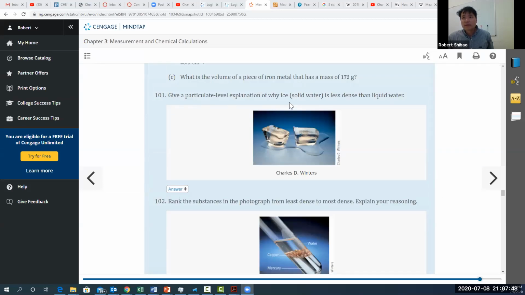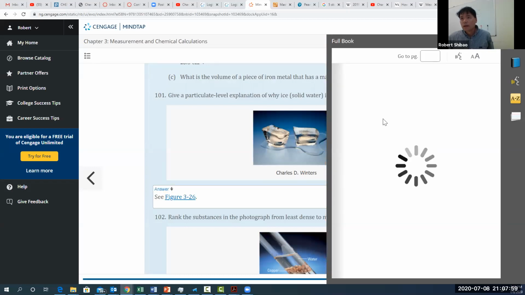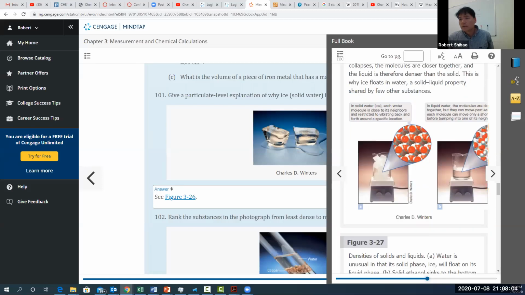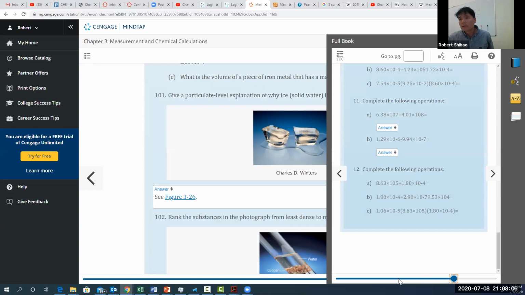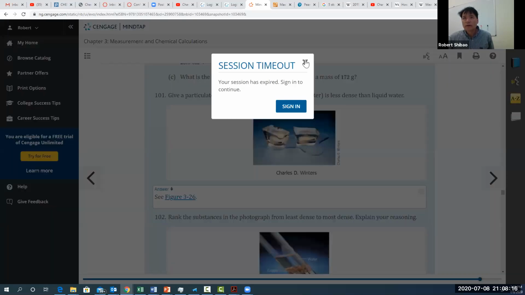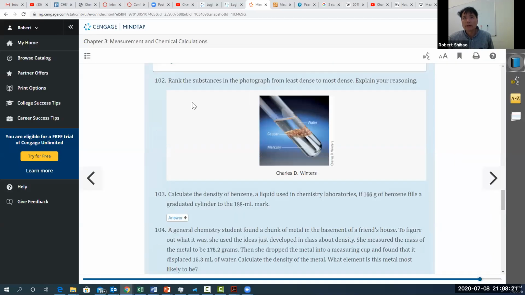Give a particle level explanation why ice is less dense than water. Well, the particle level is because of the structure. Let's see what they say. 3-26. Has to do with the very open structure of ice. I don't know how I can get this to widen the window. But we saw in the simulations, the ice has a very open structure to it. And water is more compact. We already did this one in class.